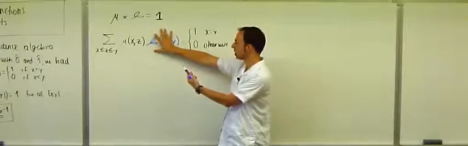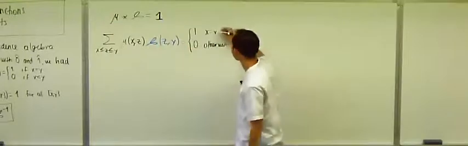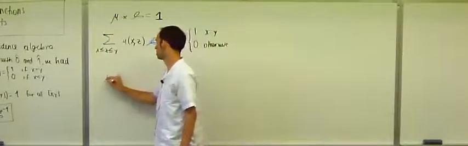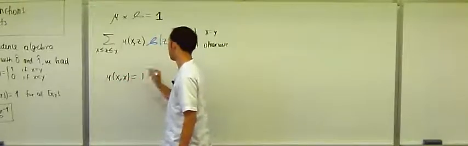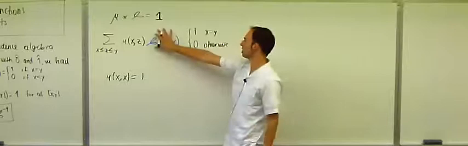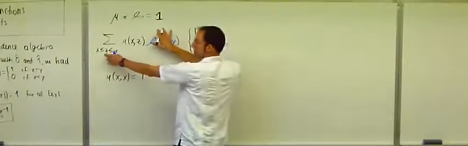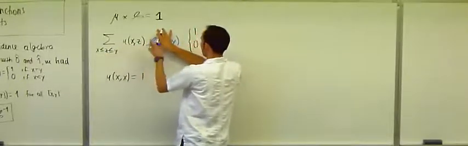Okay, let's think about it a little bit more. So if x is equal to y, what does this say? It says mu of x x is equal to 1. That's what this says when x is equal to y. Because if x is equal to y, then the only summand here is, if you have to be between x and x, you have to be x. And so you get mu of x x is 1.